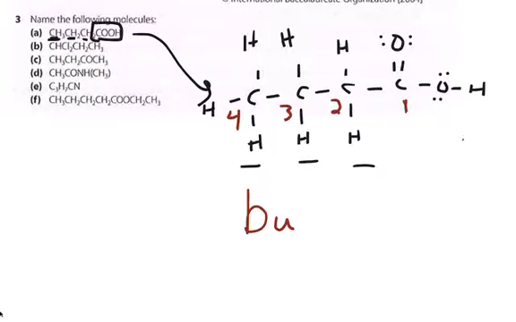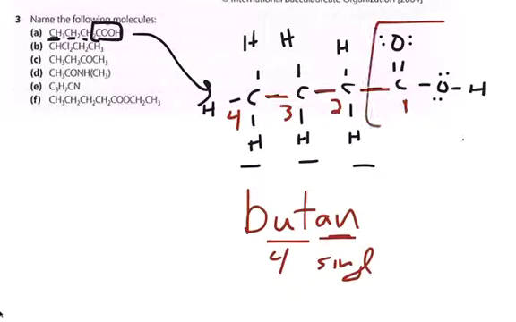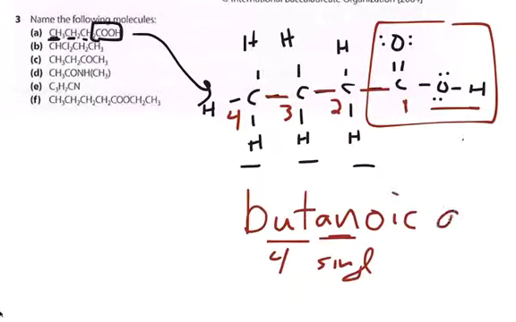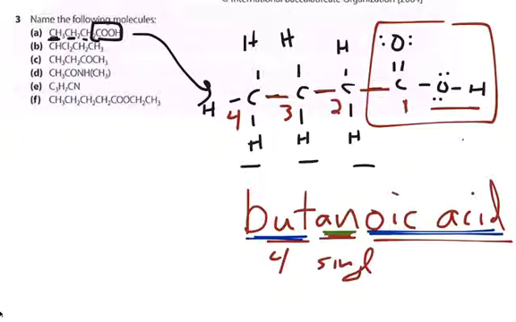So it is a but-ane, and the ane is because these are all single bonds. So but, 4, all single bonded, and then my ending is what is this group on the end when we have a double bonded oxygen, single bonded alcohol group: oic acid. This is butanoic acid. So really 3 parts to the name: the carbon chain, the type of bonding it has, and the functional group on the end. Beautiful. Next one.